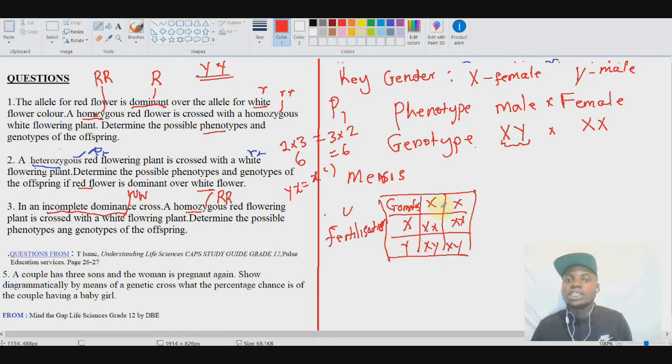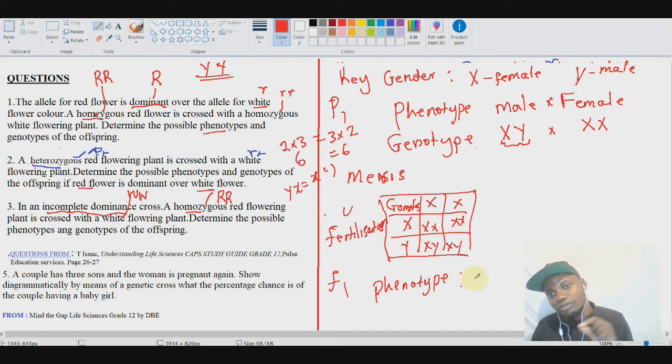So now, what are the chances of getting a male? Now you can write the F1 generation, so that means it's the child there, and write the phenotype of those. What child is this? Is it a boy or a girl? Now you have two X's, and XX is a female, so that is a female, and a male, a male. So what is the phenotype of that child? You'll have two males and two females.